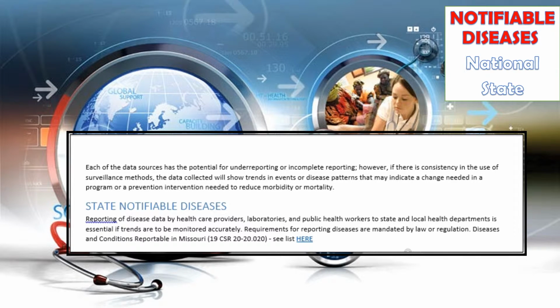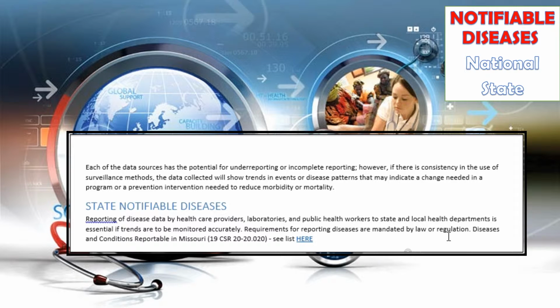Each of the data sources has potential for underreporting or incomplete reporting. However, if there is consistency in the use of surveillance methods, the data collected will show trends in the events or disease patterns that may indicate a change needed in a program or prevention measure to reduce morbidity and mortality. For state notifiable illnesses, reporting of disease data by healthcare providers to labs, public health care workers, and health departments is essential to monitor accurately.